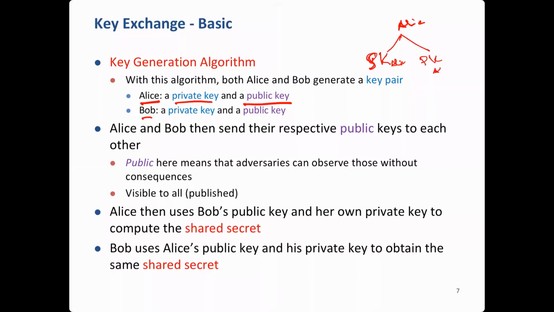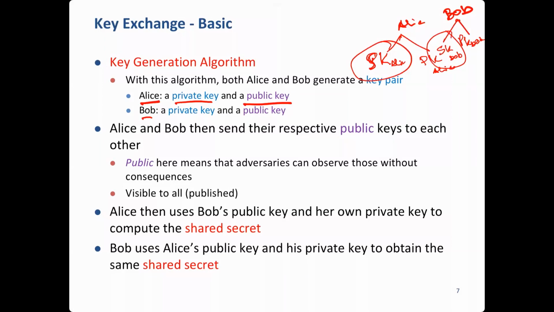As the name suggests, secret key or private key means that only Alice, for example, generates the private key SK_Alice, and only Alice will know about it. It is absolutely secret, known only to Alice. Similarly, Bob's private key is only known to Bob. That's the first step. They both generate these independently.